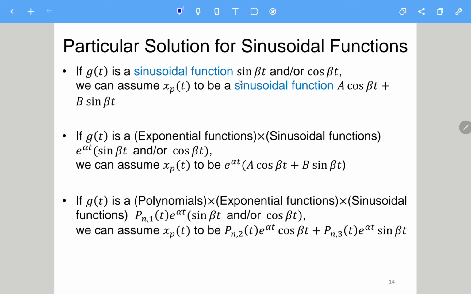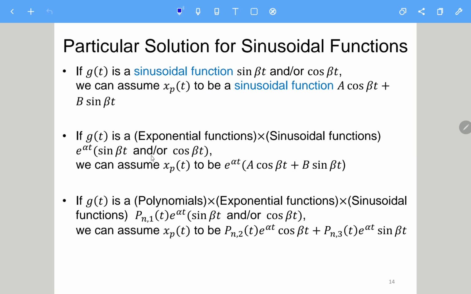So if it is just a sinusoidal function, if it is sine of beta t or cosine of beta t or both, then we should assume the particular solution to be a times cosine of beta t plus b sine of beta t, which means that if g of t has only the sine, you still need to assume the particular solution with both terms, cosine and sine. If it consists of only cosine of beta t, you still assume the particular solution with both terms.